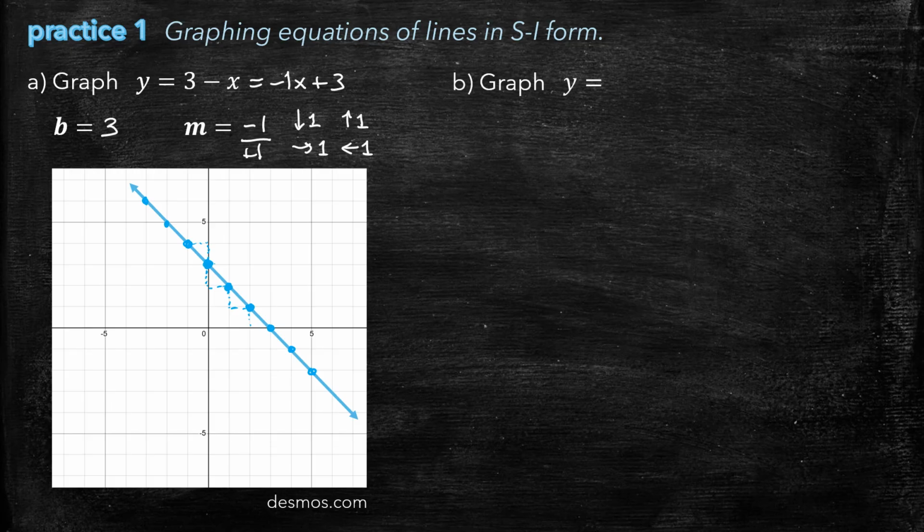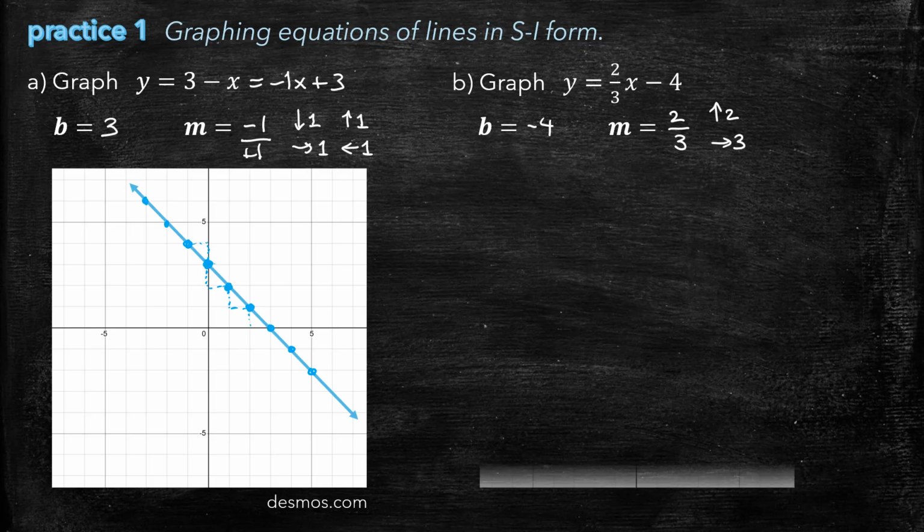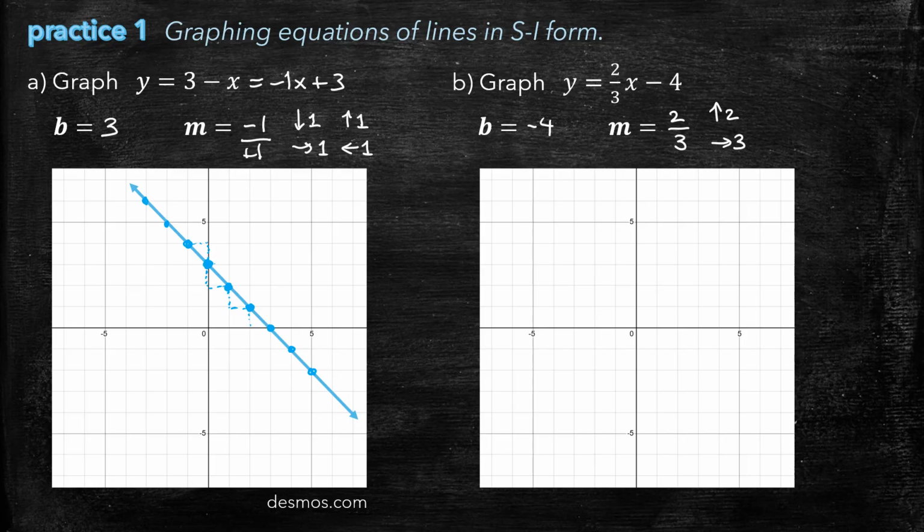So for the next one, here we have it. This is in the form we already need. The y-intercept, let me just use white again. So the y-intercept is -4. The slope is 2/3. That means up 2 and right 3 because they're both positive. So let's start at the y-intercept of -4, and we will go up 2 and right 3, up 2 and right 3.